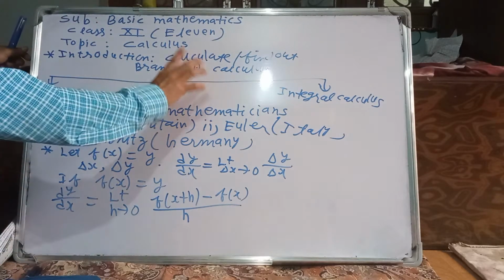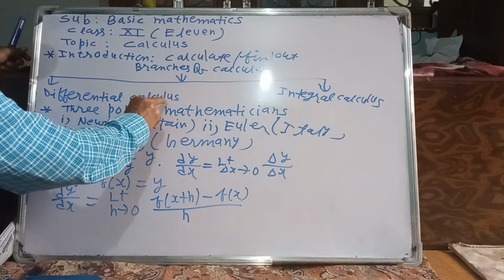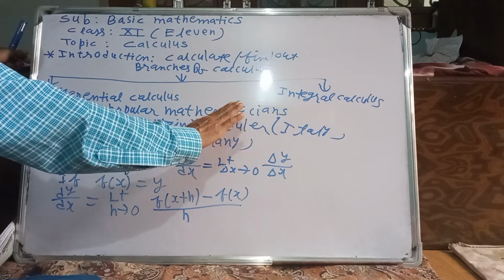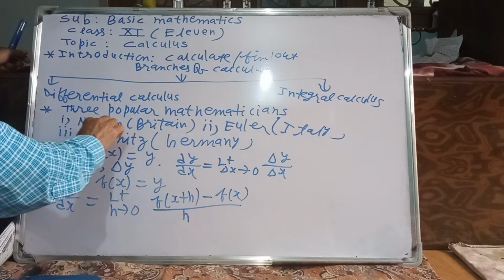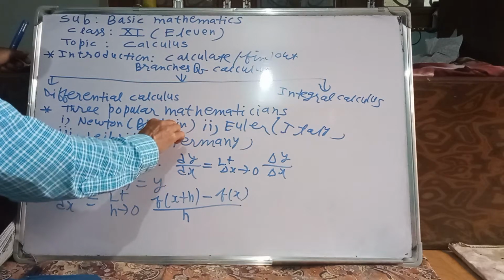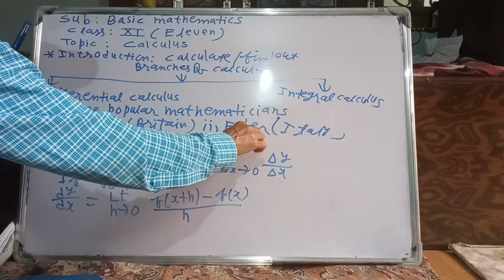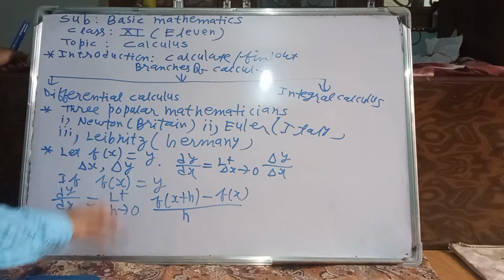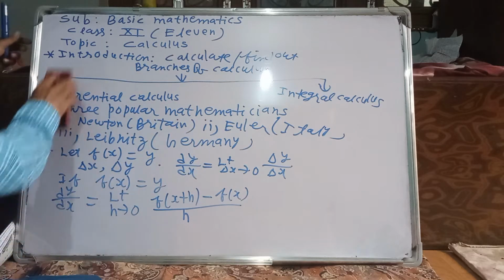A short introduction. Two branches: differential calculus, integral calculus. Three popular mathematicians in the world: Sir Isaac Newton of Britain or UK, Italian mathematician Euler, and German mathematician Leibniz, whom we have to remember.